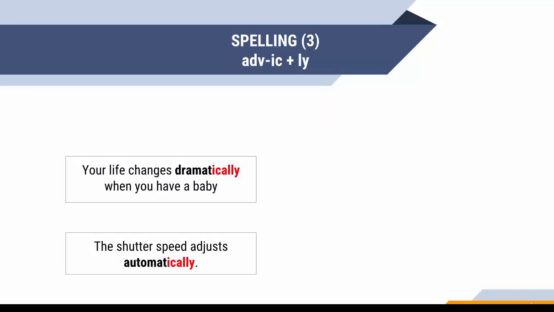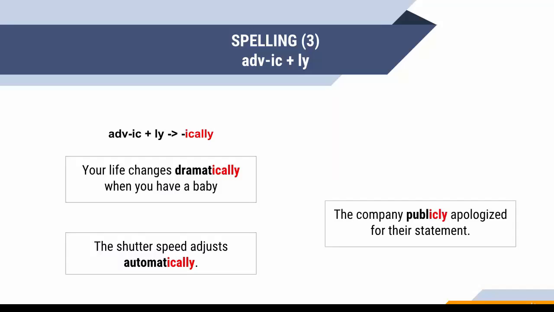Something else. Your life changes dramatically when you have a baby. The shutter speed adjusts automatically. When the adjective finishes in ic, there are 2 situations. In the first case, you need to add al, dramatically or automatically, but there are adverbs which are formed without this additional al. Publicly apologized for their statement.